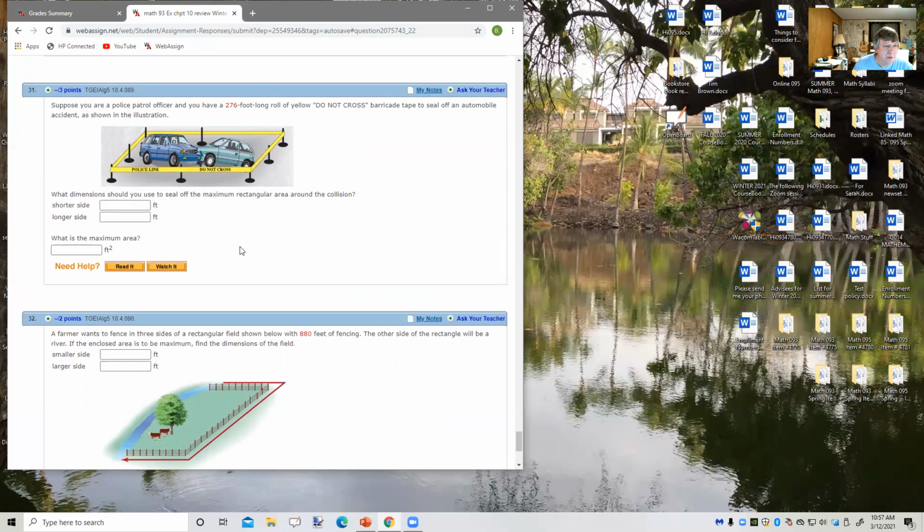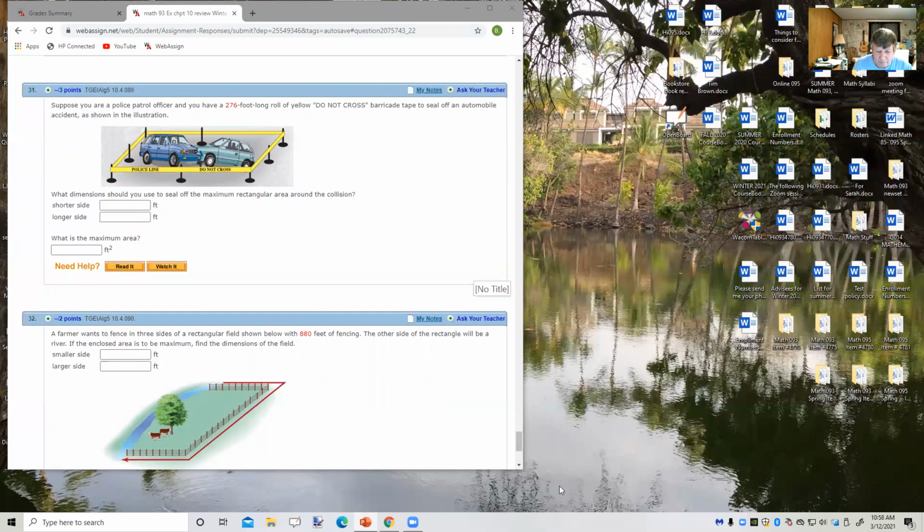Suppose you are a police patrol officer and you have a 276 foot long roll of yellow do not cross barricade tape to seal off an automobile accident as shown in the illustration. So what have we got there? We've got a rectangle. What dimensions should you use to seal off the maximum rectangular area around the collision? All right, so we've got this rectangle. And we know that we have 276 feet of tape.